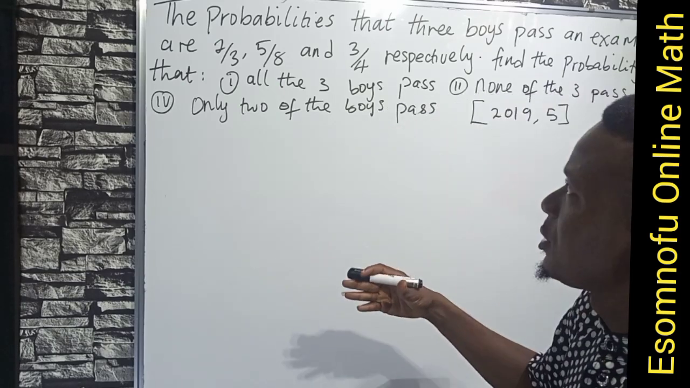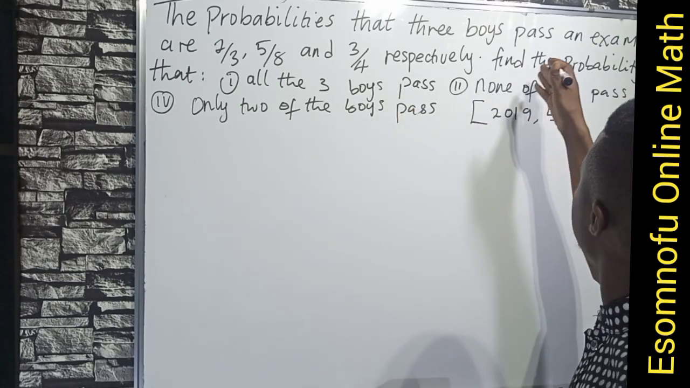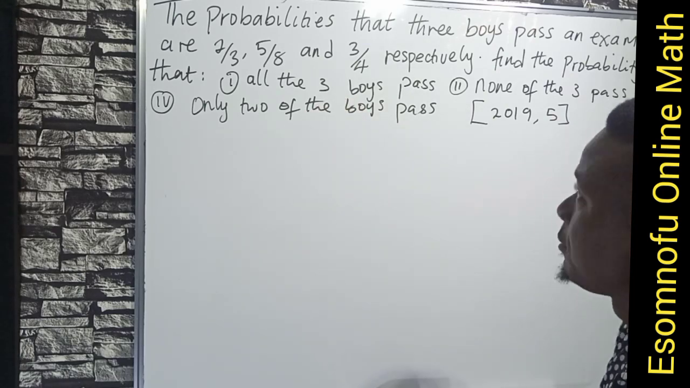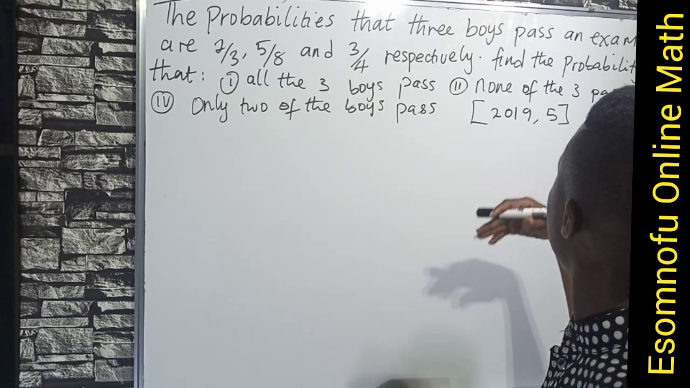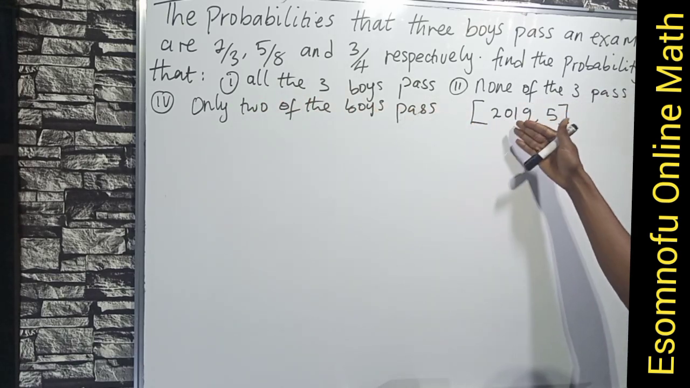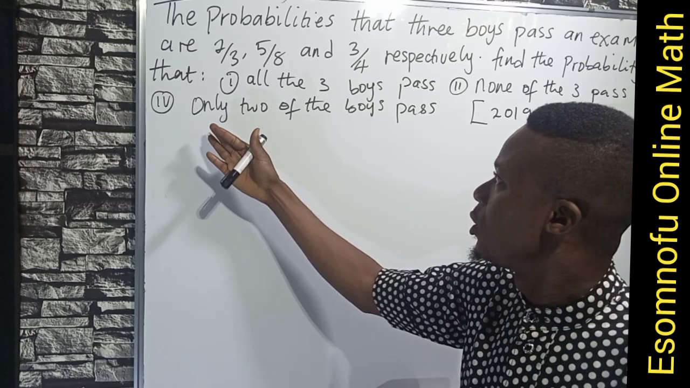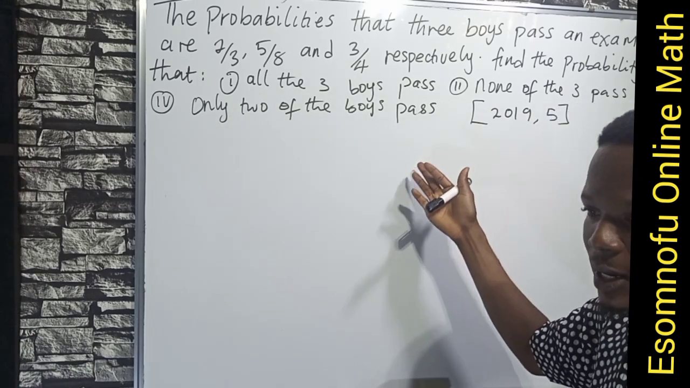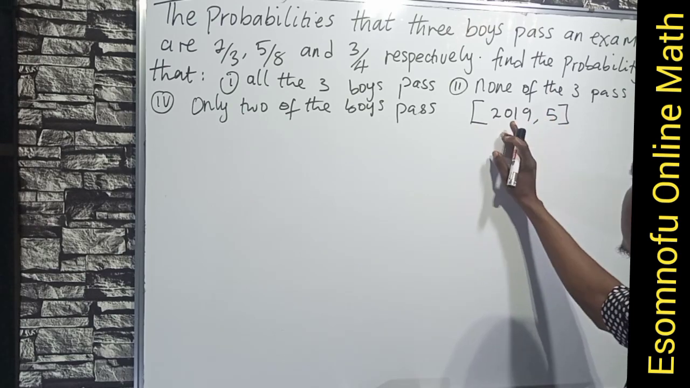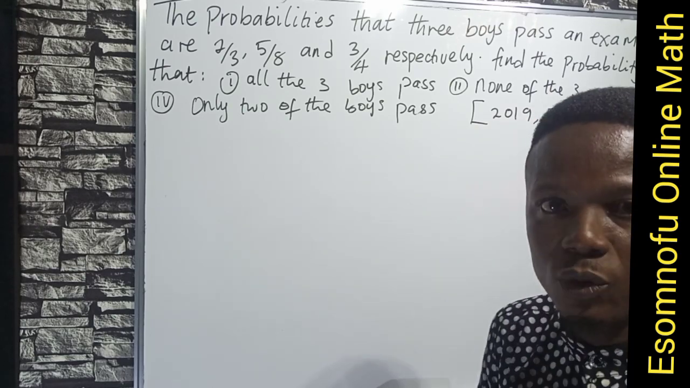So here, this question says that the probabilities that 3 boys pass an exam are 2/3, 5/8, and 3/4 respectively. Find the probability that all the 3 boys pass, none of the 3 passes, and only 2 of the boys will pass. And this is extracted from SSCE 2019 number 5 question.